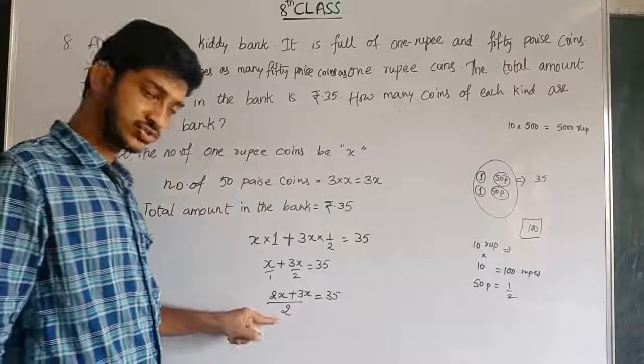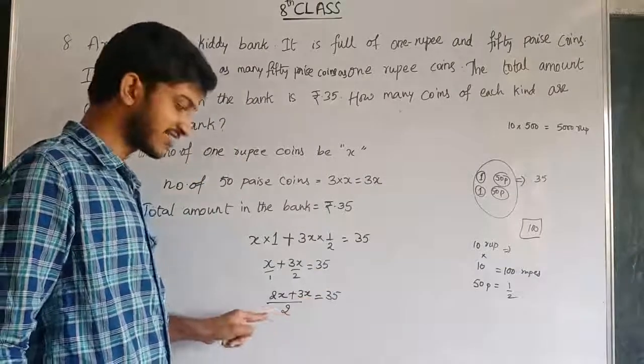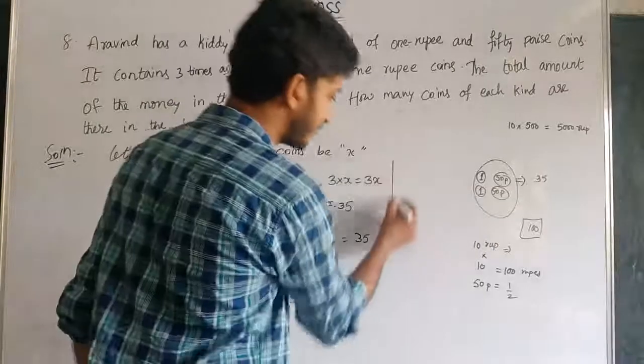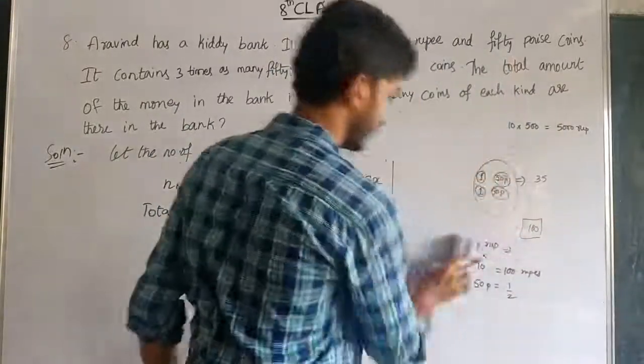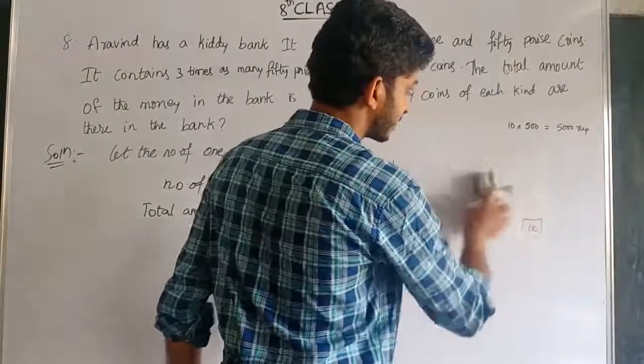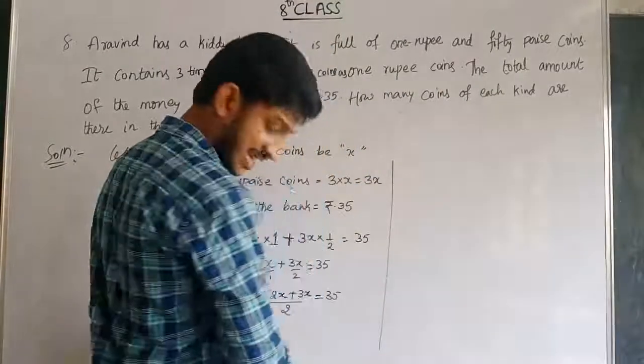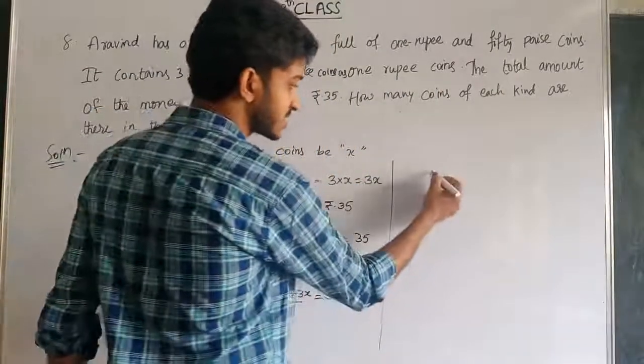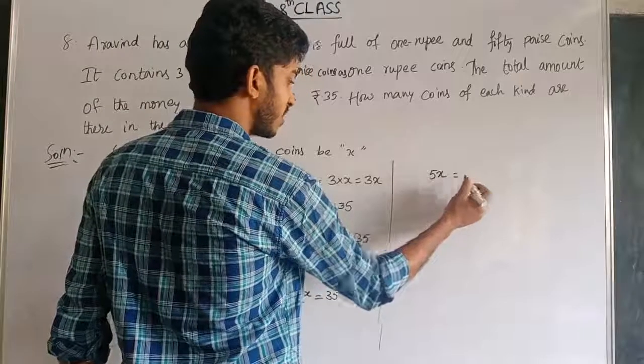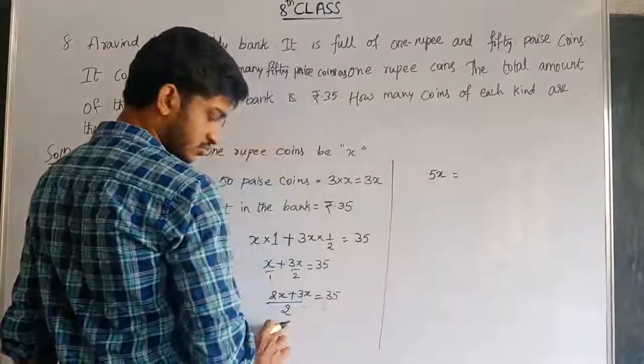Now I am sending this 2 to the other side. Here it is dividing, now it will be multiplying, so it will multiply the 35 on the right side. So 2x plus 3x equals 5x, equal to 2 into 35.